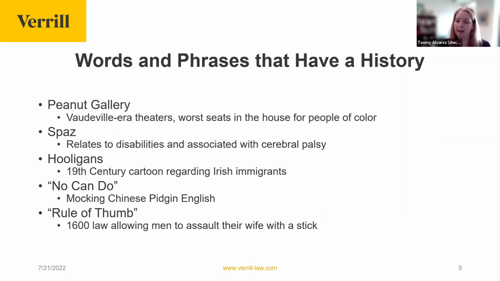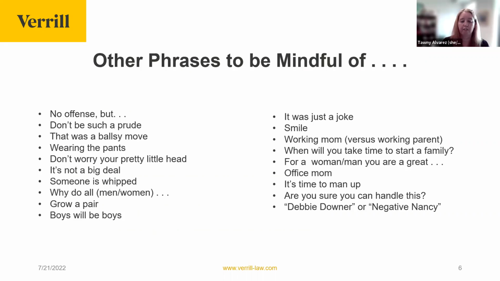Let's go to the next slide, because these are some other phrases that you should be mindful of and excluding from your vocabulary. One of the ones here that I often get some pushback on is, it was just a joke. Well, if you have to identify for someone that it was a joke, it probably crossed the line and it wasn't funny. Sometimes it faltered, it didn't hit the way that you expected it to, but likely that means that the joke was inappropriate.